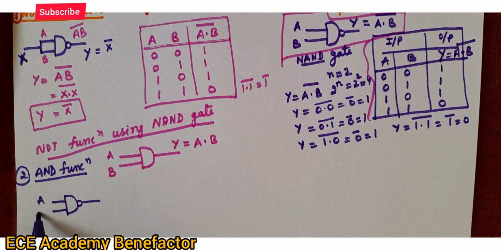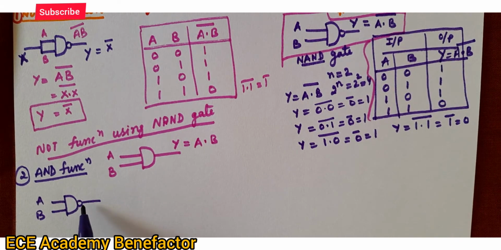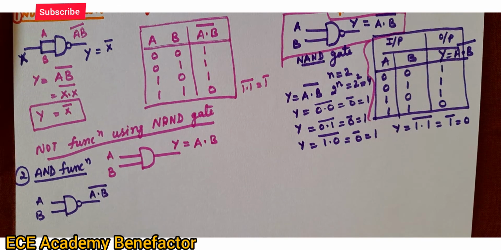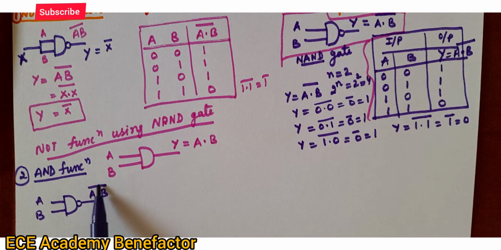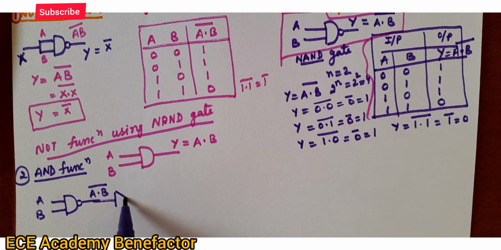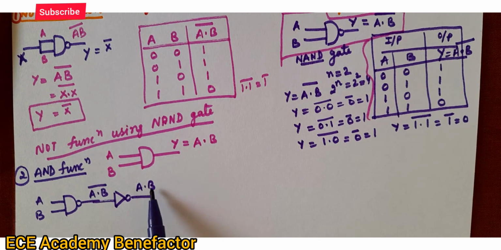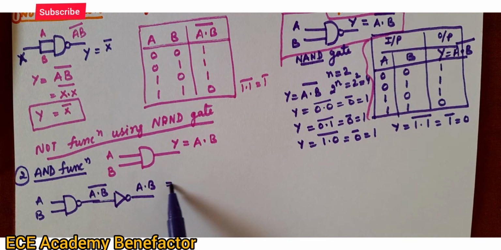The input is A and B. So, the output here is A dot B the whole bar. To remove this bar sign, I have to place one NOT gate. By placing the NOT gate, what happens? We will get the output A dot B. So, what is A dot B? This is an AND gate.